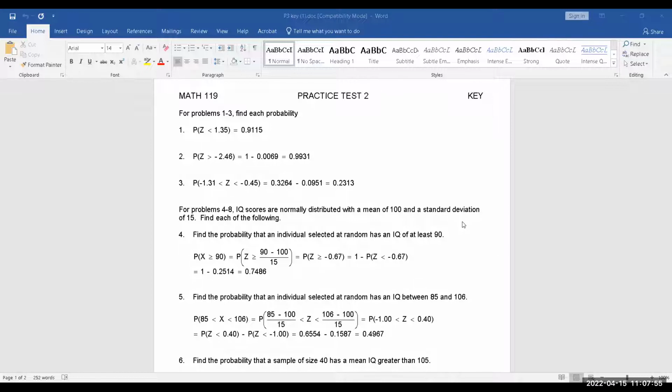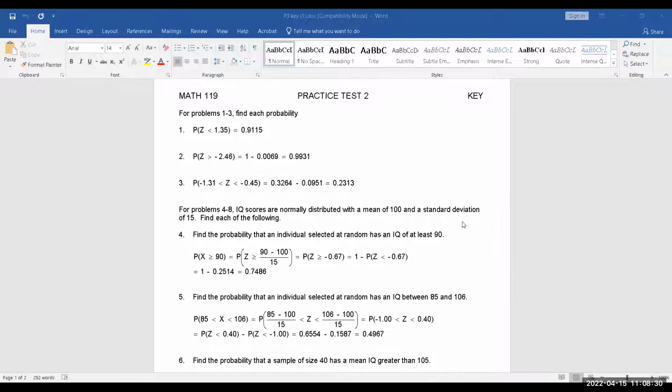Now remember, there are only 3 possible questions. The probability that Z is smaller than something, the probability that Z is bigger than something, or the probability that Z is between 2 things. Everybody got that? Those are the only possibilities I can have. If it's the probability that Z is less than that number, I look up that probability and write it down. There's absolutely no work to do. Can't mess that one up.